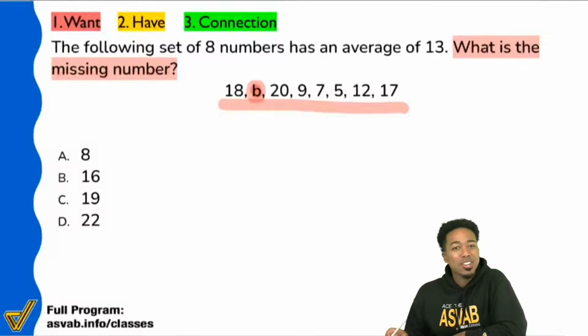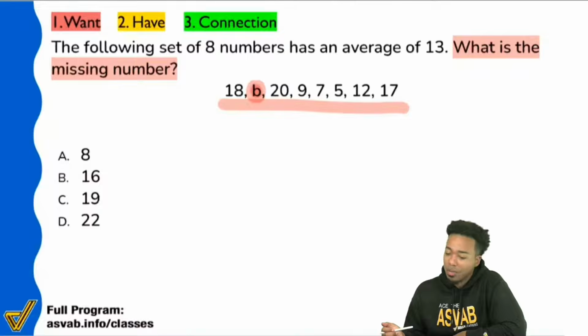What are we saying in our heads when we say, oh, there's mean involved, find the missing number, or find the mean? What's going to pop up in your head? Total divided by the number of numbers equals mean. The mean equals the total divided by the number of numbers. Yes, yes, yes.